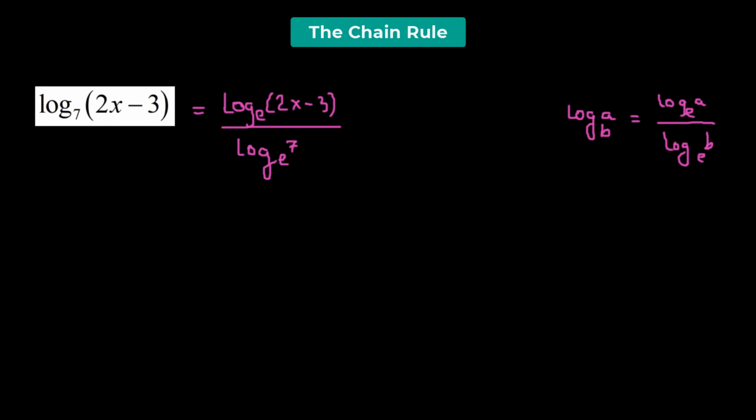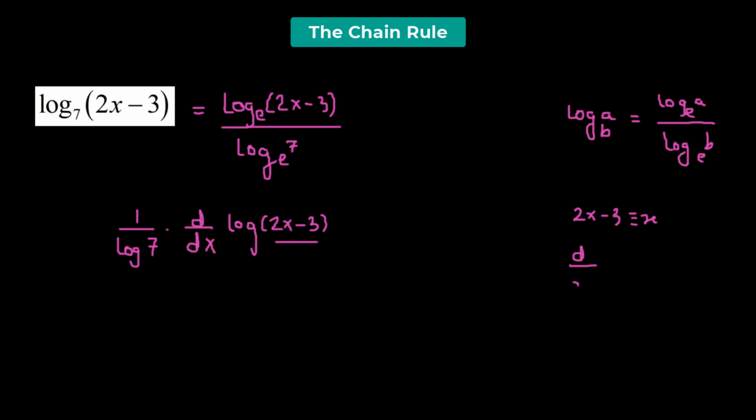So now we're going to apply the derivative. So log 7 is a constant, so we have 1 over log 7 to the base e, which I'm not writing here, times the derivative with respect to x of log of 2x minus 3. Now we're going to assume that 2x minus 3 is equivalent to x. So then we can apply the derivative to log of x, which gives us 1 over x. So we have 1 over log of 7 multiplied by the derivative of log of 2x minus 3, which is going to give us 1 over 2x minus 3.